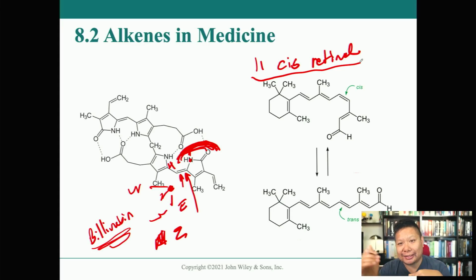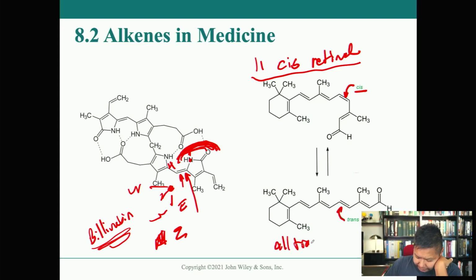But basically, what happens is that light comes in, right, and it hits this cis alkene bond right here, right, the pi bond. And when it does that, it does another photoisomerization, just like in bilirubin, making it trans. So this is called all-trans retinal, right? And when that happens, it allows you to see light, if you didn't know, right?